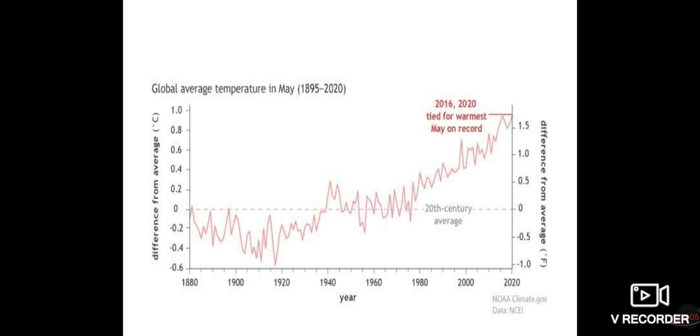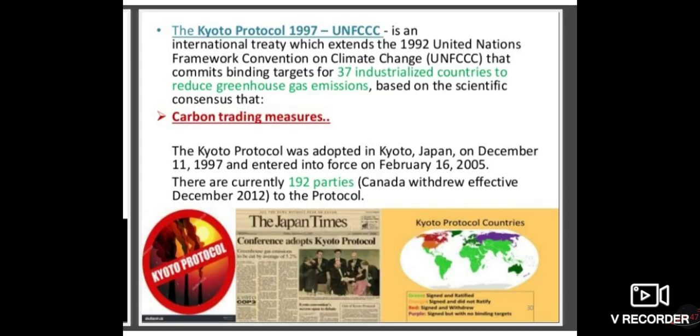So this is one of the diagrams. We can see in 1880 there is a zero. Up to 1940, our temperature has not increased, it has only reduced. But just see, from 1950 onwards, our global warming is increasing. In 2020, it rose 1.5. The total global average temperature increased in 2020 compared to 1880. In one decade, we can see the temperature rise of 1.5 degrees Celsius.